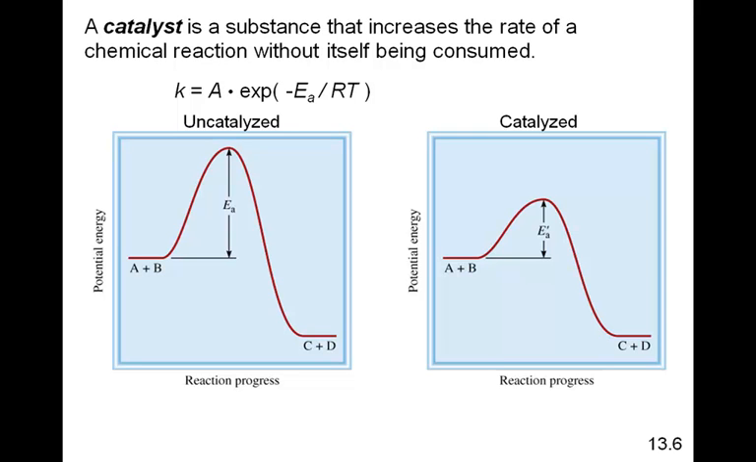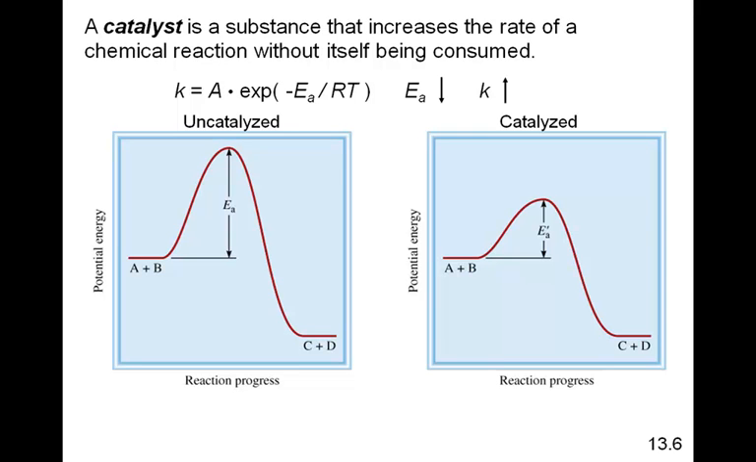Well, according to Arrhenius, k is equal to A, the frequency factor, times e raised to the minus Ea over RT power. What the catalyst does is it lowers the activation energy. That's the job of a catalyst. That's how it increases the rate of the reaction. By lowering the activation energy, the value of k goes up, and as the value of k goes up, the reaction goes faster.